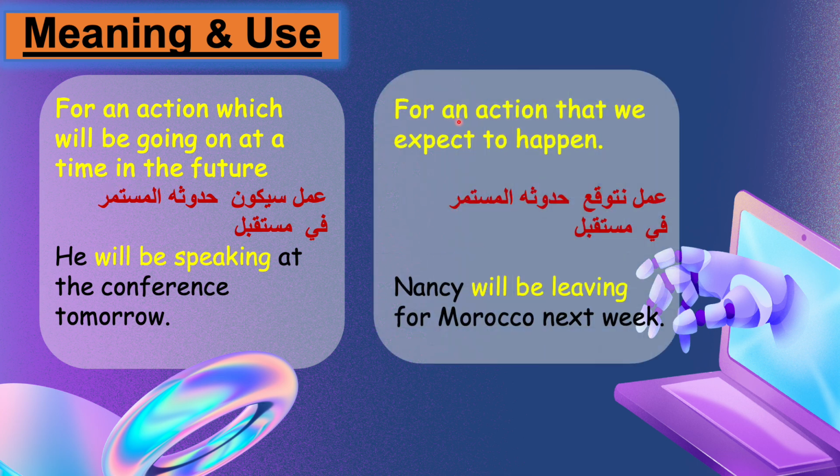Another use for an action that we expect to happen. Nancy will be leaving for Morocco next week. Will be leaving, expected to happen. We use this tense instead of the present continuous to talk about future events also that have already been planned. Note, you have to remember that we cannot use the future continuous with stative verbs.